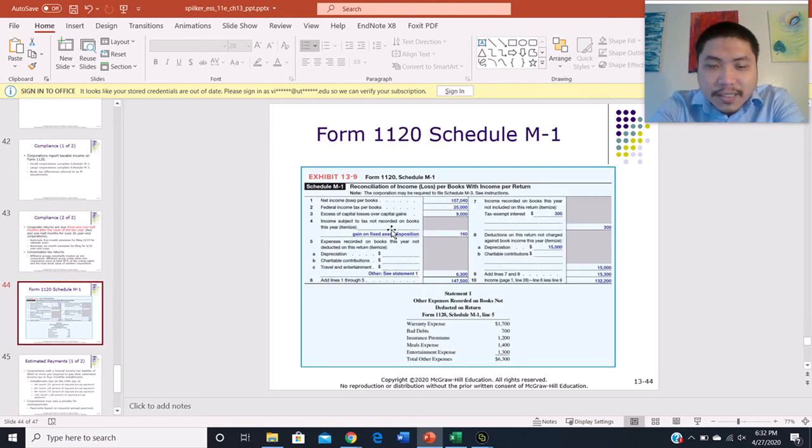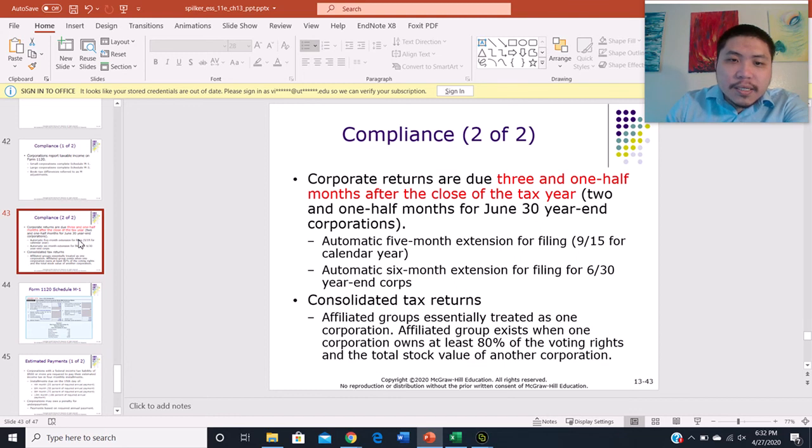So basically, this Schedule M, depending on the size of the firm, is going to be either Schedule M-1 if it's a small firm, or Schedule M-3 for big firms. The M schedules are where firms report the book-tax differences, to reconcile the book accounting and the tax accounting. So that's why it's important. All corporations have to file this form, so remember that.